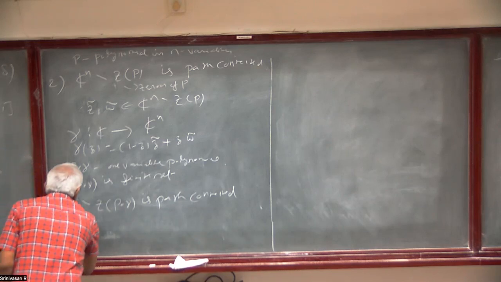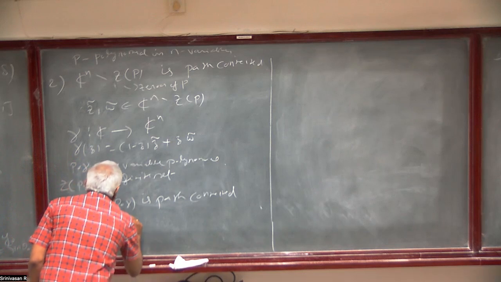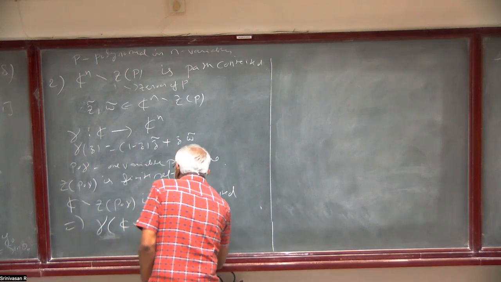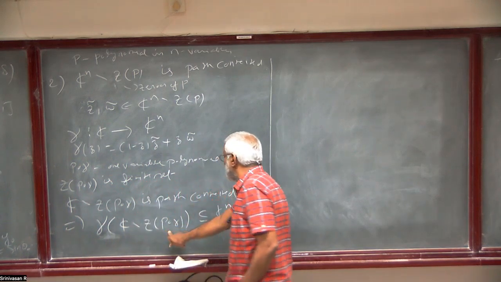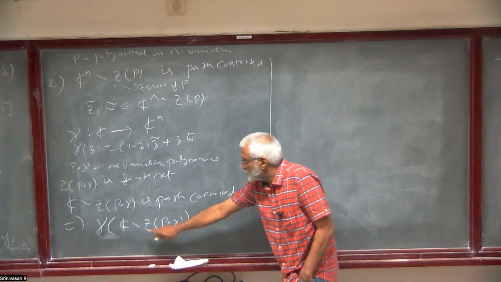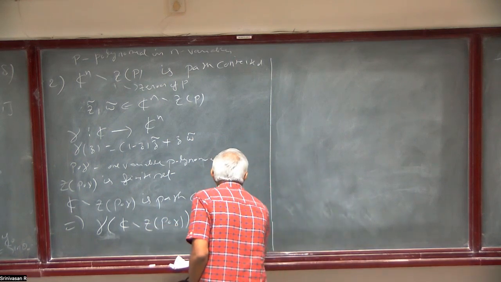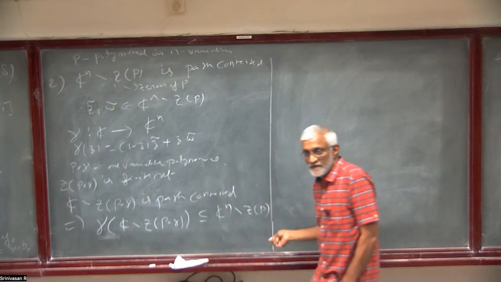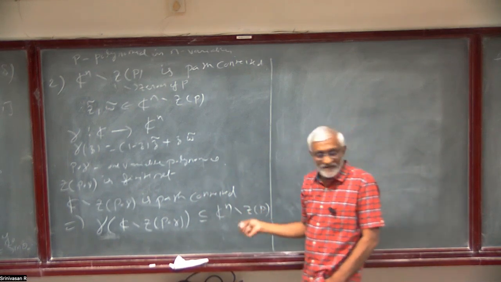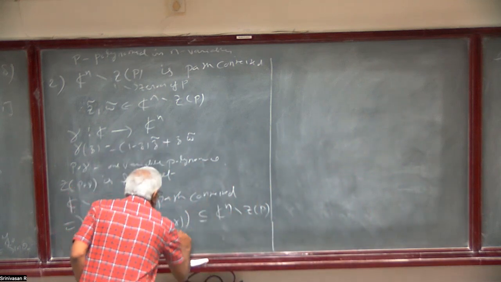So this implies gamma of C minus Z of P of gamma is contained in that set, because it can become zero only in this set. You have removed that set from C. So gamma of this will be contained in C minus Z of P, right? Now this is contained in this. So this is path connected.